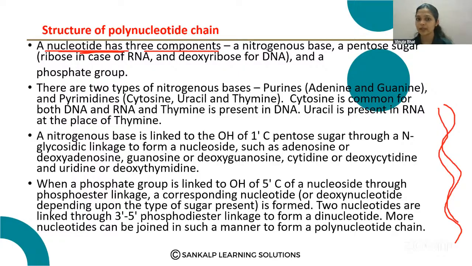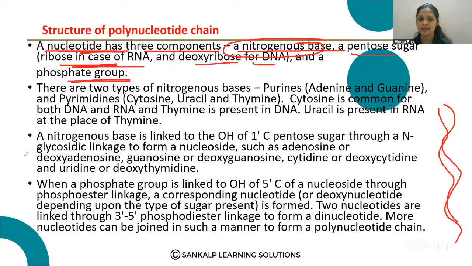DNA is made up of nucleotides, and what is a nucleotide? A nucleotide has a nitrogenous base, a pentose sugar, ribose sugar in case of RNA and deoxyribose sugar in DNA, and a phosphate group. So all these together constitute the nucleotide.